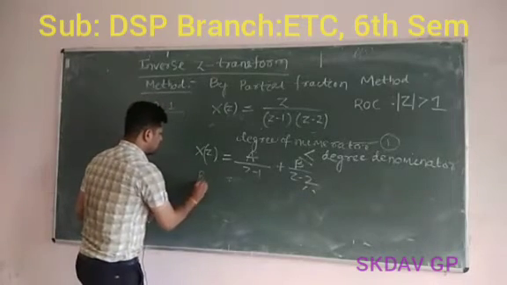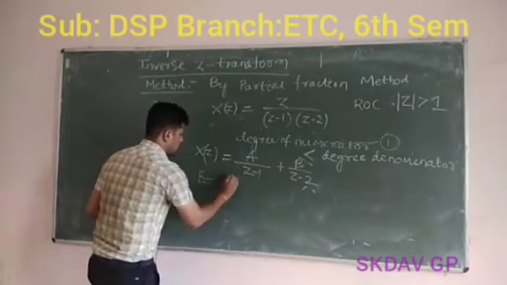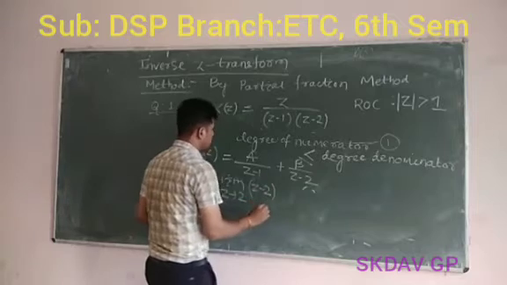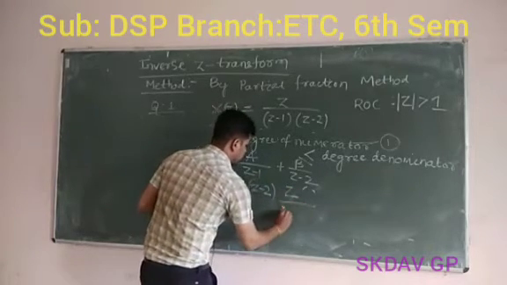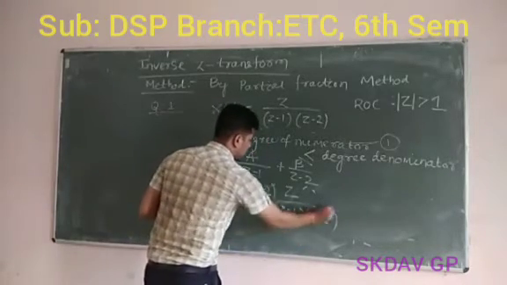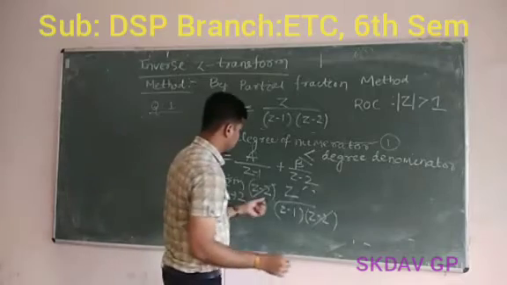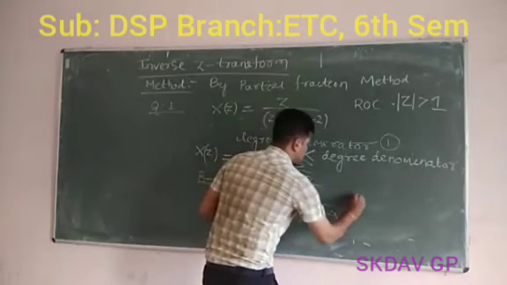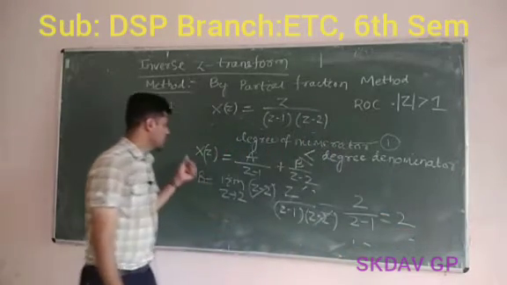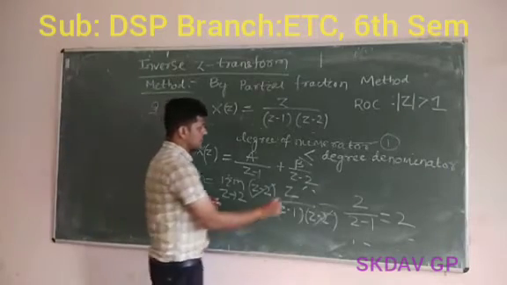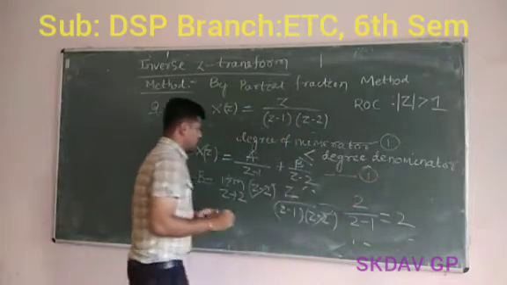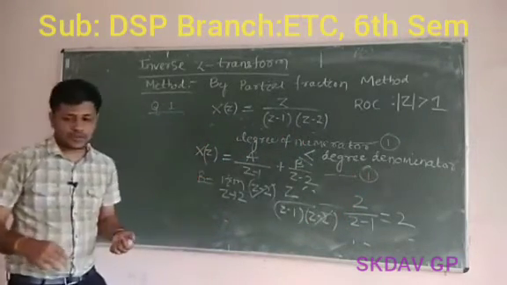So how to calculate B? In a similar way. Here the pole is 2, hence limit z tends to 2, (z minus 2) into X(z), that is z by (z minus 1)(z minus 2). Since (z minus 2) gets cancelled out, finally by putting the value z equal to 2, we get 2 by (2 minus 1), hence this is equal to 2. So A is equal to minus 1 and B is equal to 2. Hence we need to finally put these values in equation 1.